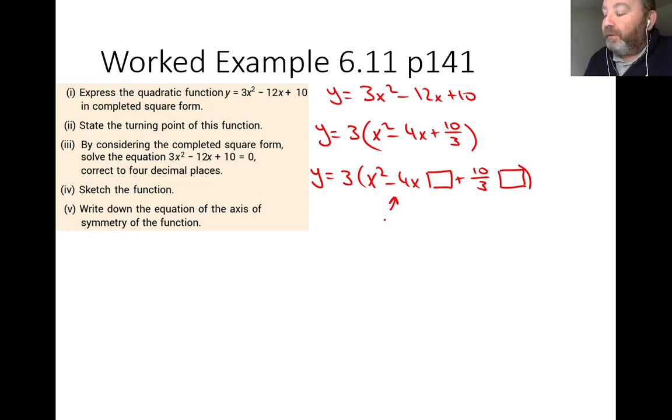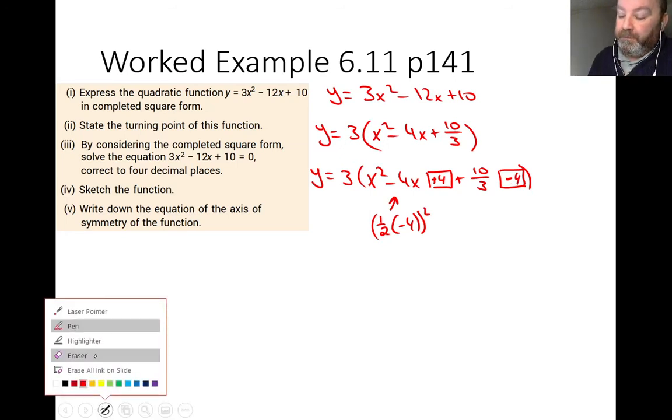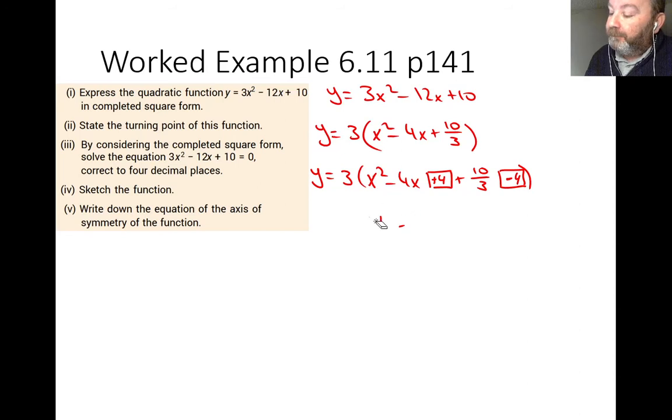So we end up again going to the x term. We take the minus 4. It's a half of minus 4 squared. Well, a half of minus 4 is minus 2, and minus 2 squared is plus 4. Now, because I've added plus 4 here, I have to take away 4 in that space to neutralize it. Okay, so now it's beginning to look a little bit more like the completed square form.